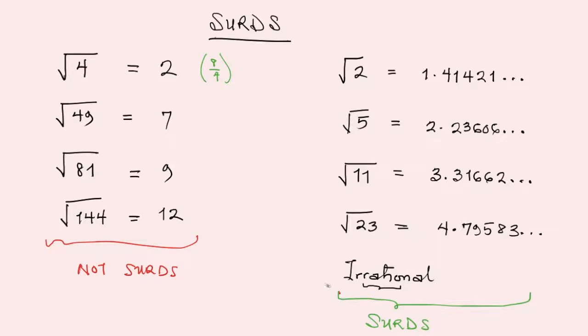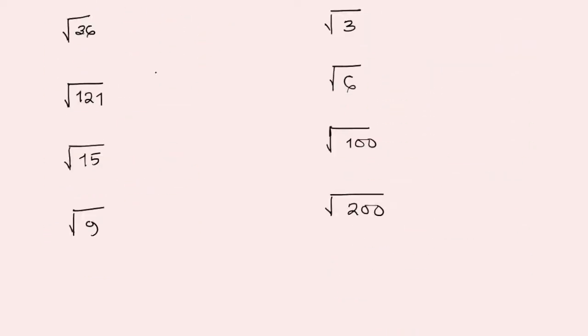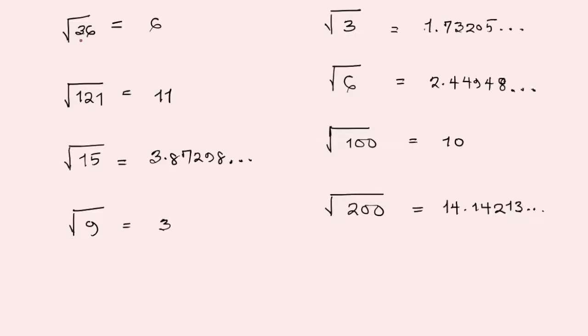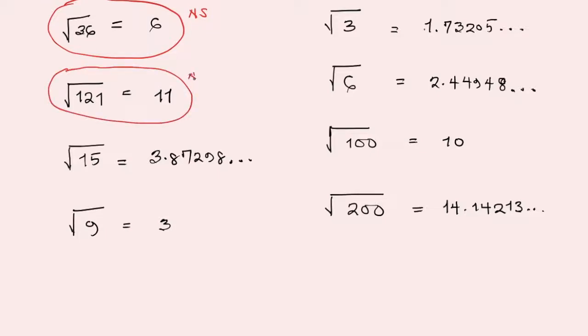Now, just to be sure that we understand, let's look at certain numbers and tell if they are surds or not. If we look at these numbers that we have here, which of these are surds and which aren't? The square root of 36 is a rational number, so this is not a surd. The square root of 121 is 11, a rational number, so this is not a surd as well. The square root of 15 is equal to this irrational number 3.892 and so on, and that means that this is a surd.